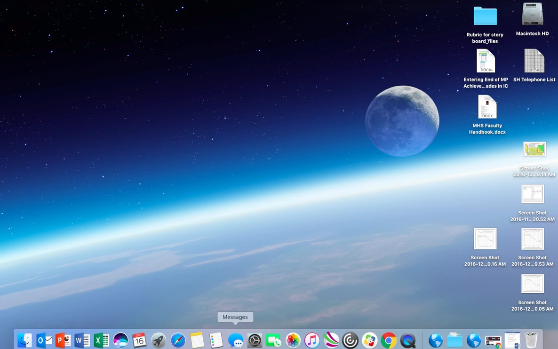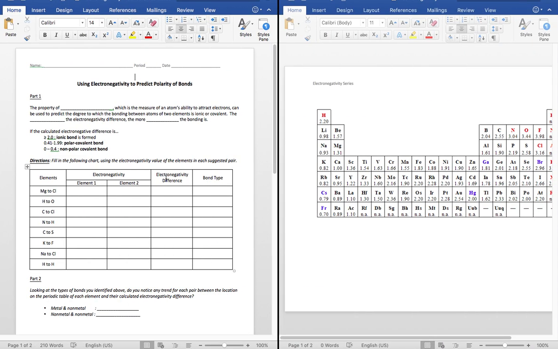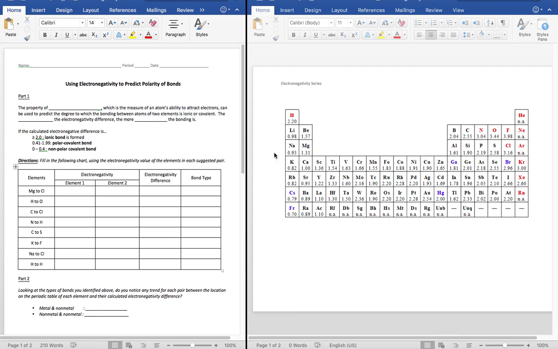I'm going to show you a little bit about how to do electronegativity. So I'm going to start with a few sheets here. I'm going to bring these up. And on one side, we have a periodic table.